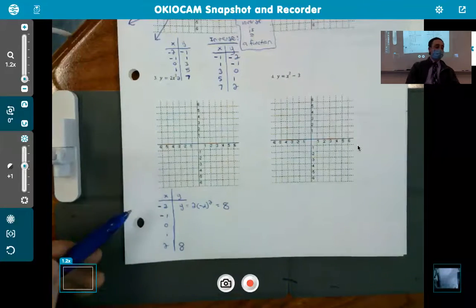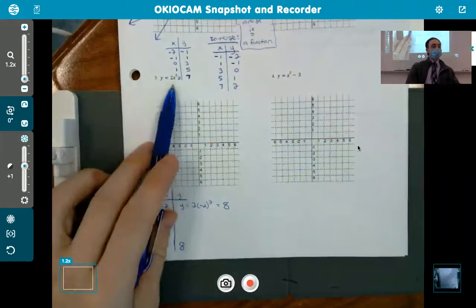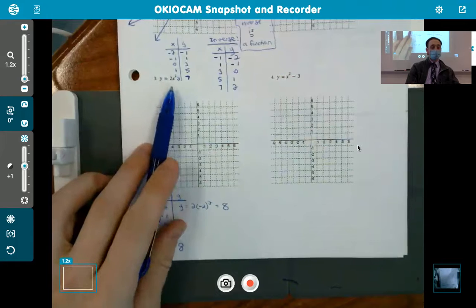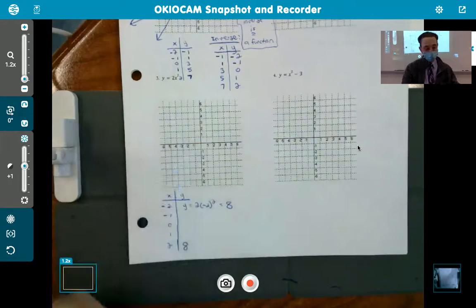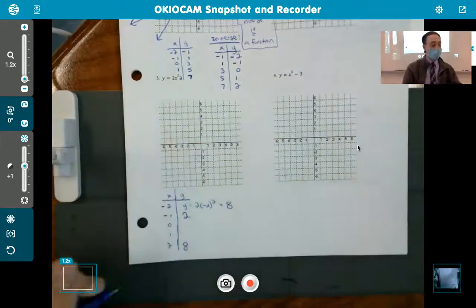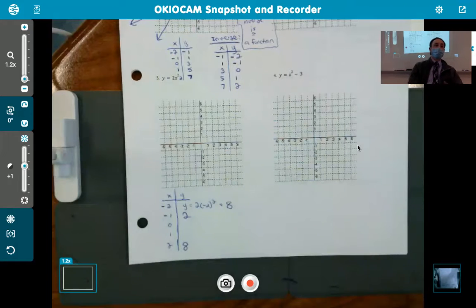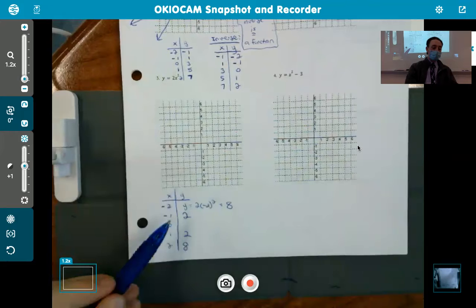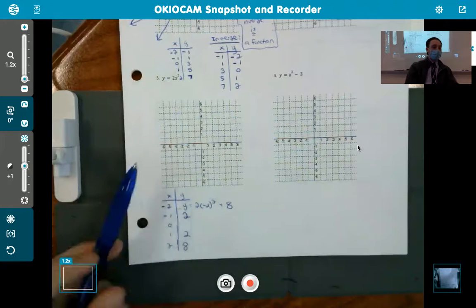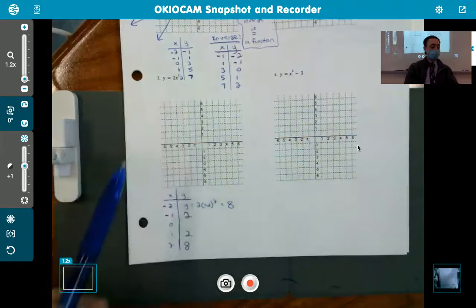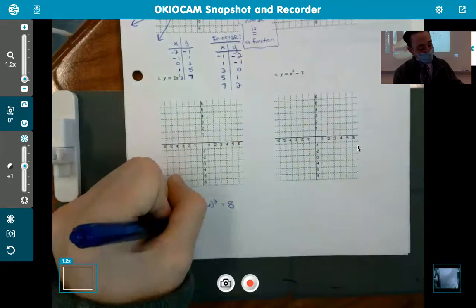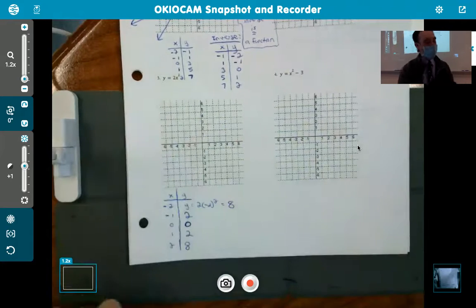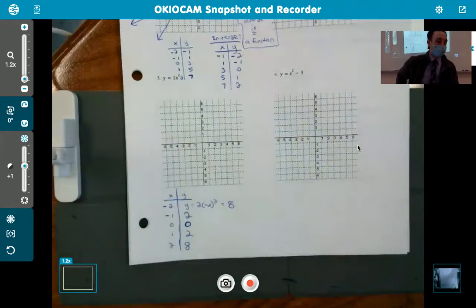If I were to plug in -1, what's -1 squared? +1. What's +1 times 2? 2. What other x value should I expect to get 2 for my y value? +1. And then if I plug in 0, 0 squared, 0 times 2, is 0. Okay. Are there any questions about how I found the x and y values for that original function?